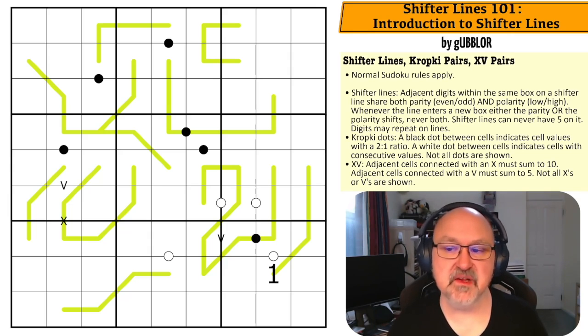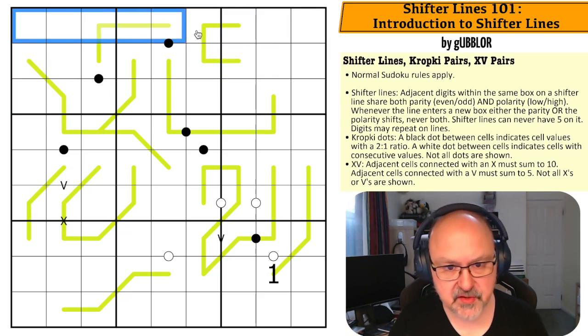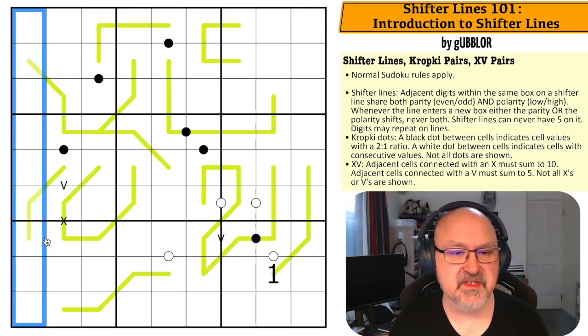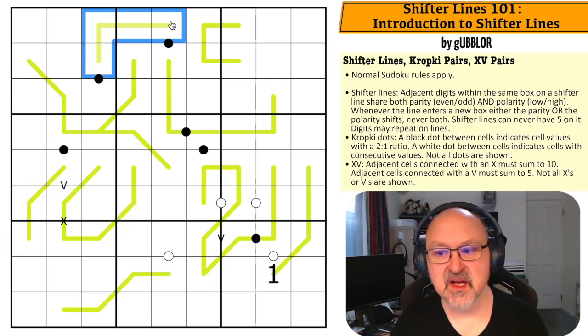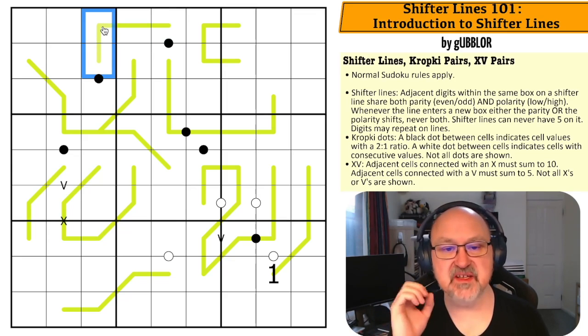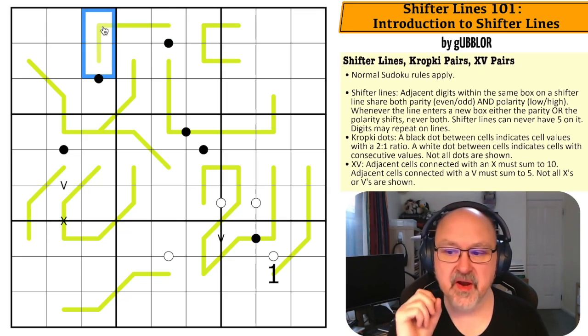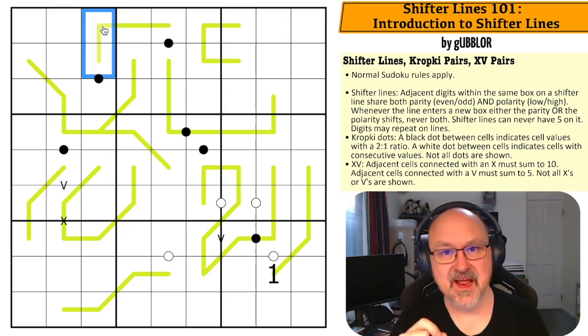Let's have a look at this puzzle, Shifter Lines 101, Introduction to Shifter Lines. So what do we have? Normal Sudoku rules apply, so in every box, every row and every column, the digits 1 to 9 must be placed without repetition. Then these lines are shifter lines. Adjacent digits within the same box and on a shifter line share both parity, even or odd, and polarity, low or high. So adjacent digits within the same box must share the same parity and polarity. Whenever the line enters a new box, either the parity or the polarity shifts, never both.